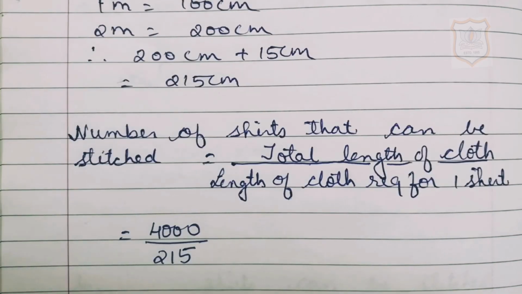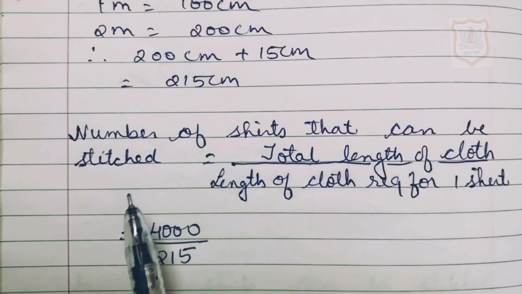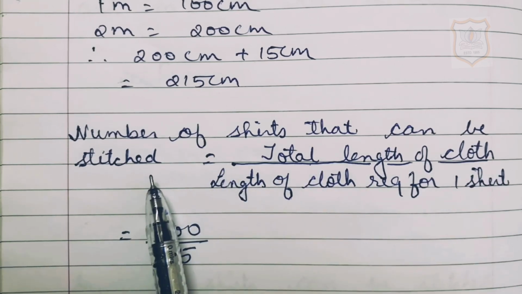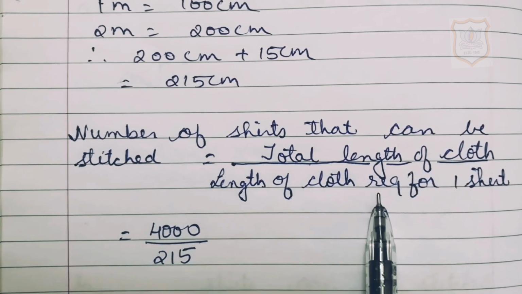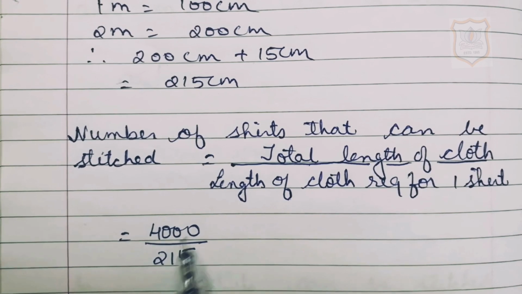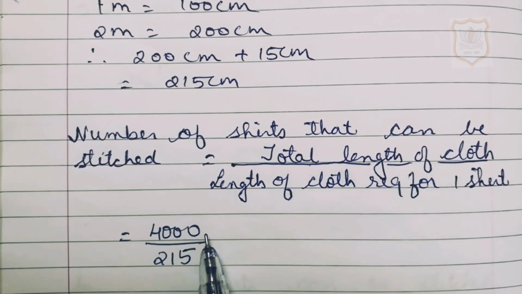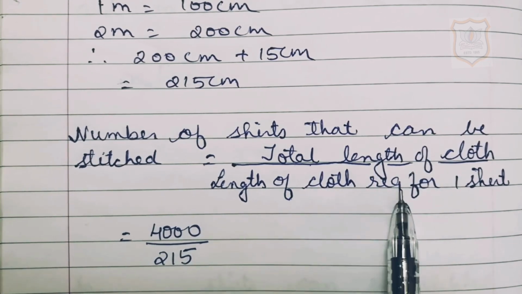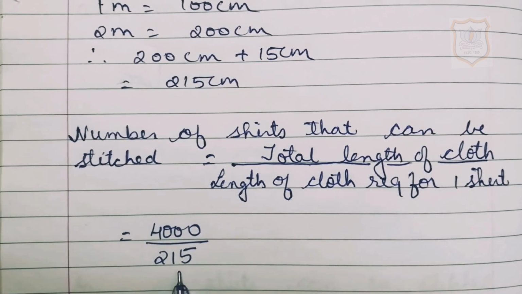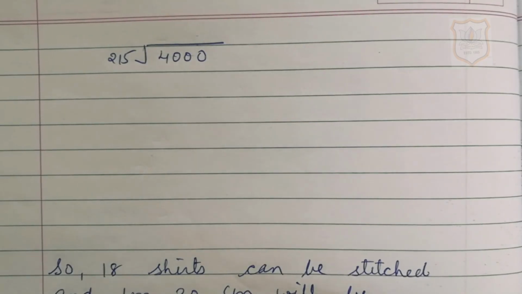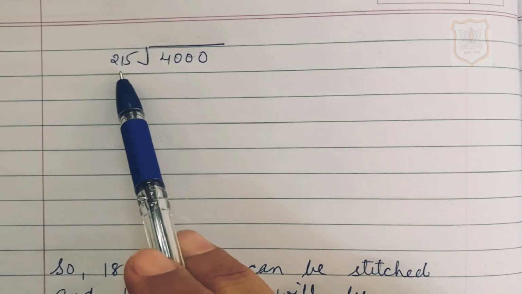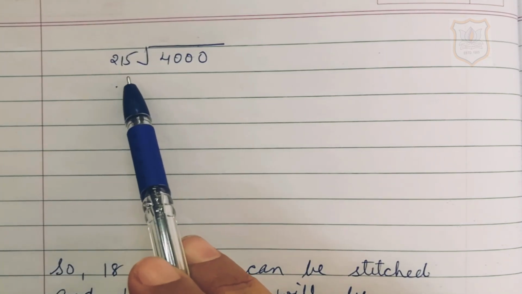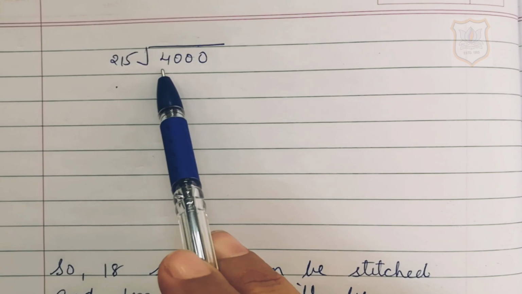Now students, here we have to find out the number of shirts that can be stitched. To find out the number of shirts, we will divide the total length of cloth by the length of cloth required for one shirt. Here the total length of cloth is 4000 and the length of cloth required for one shirt is 215. So we will divide 4000 by 215. Now we will take the table of 215 and find out the number which is less than or equal to 400.